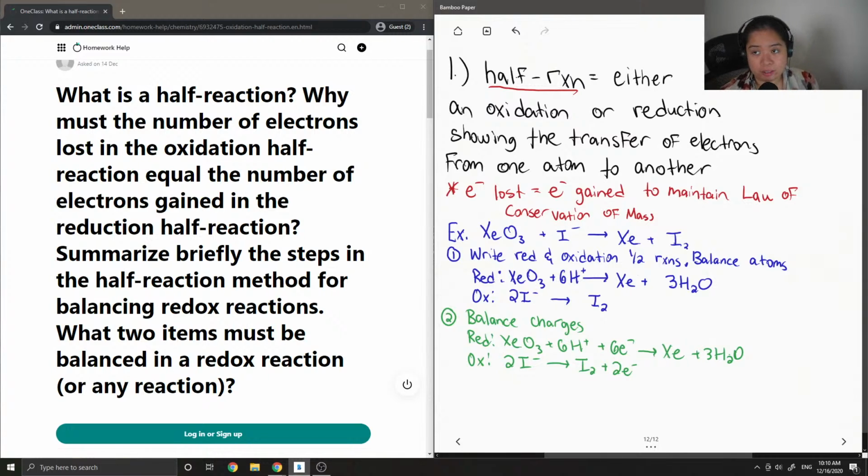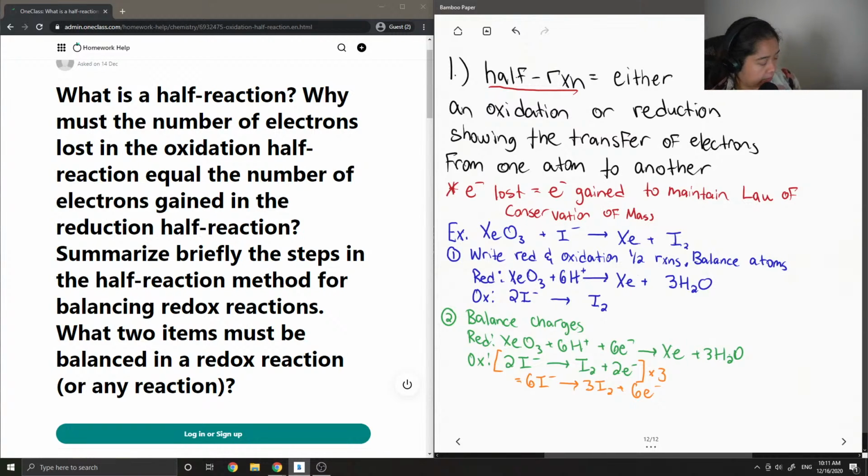What's also important with redox reactions, like we mentioned earlier, is that the number of electrons lost must equal the electrons gained for both our oxidation and reduction reactions. For our reduction reaction, you'll see there are 6 electrons. So I need to have 6 electrons on my oxidation reaction as well. So I need to just multiply this whole thing by 3. And we end up getting 6 I minus going to 3 I2 plus 6 electrons.